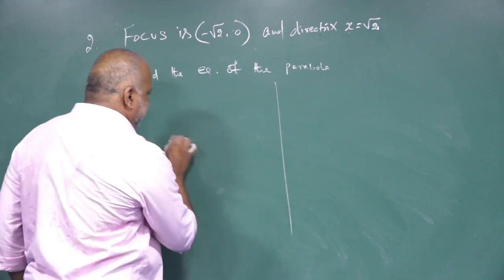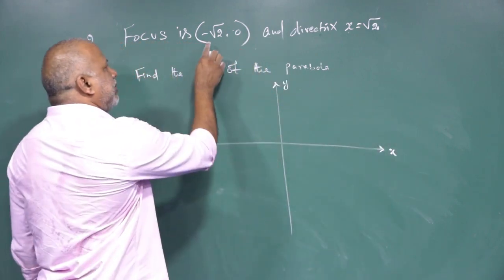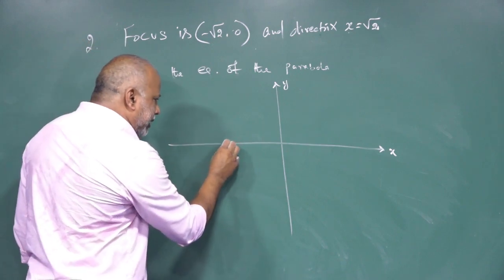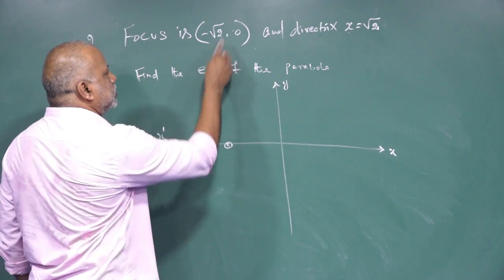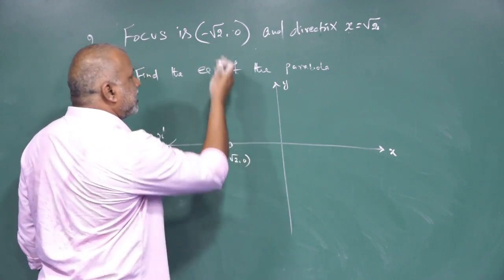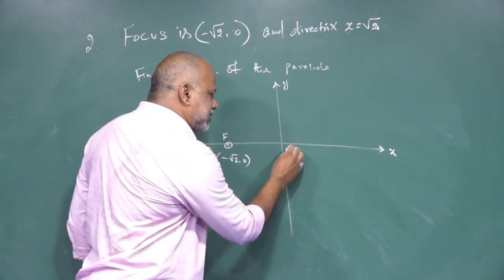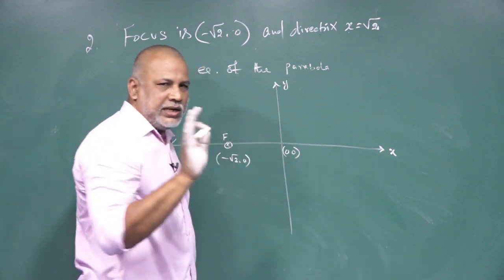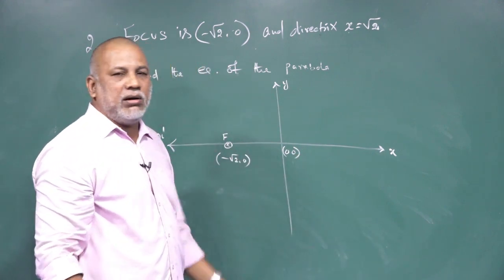Draw the axis immediately. Minus root 2 comma 0 must be placed on the x dash. Here only we are able to plot (minus root 2, 0). This is the focus, as per the given data. This is the vertex because of the x-axis and y-axis. First we can say it is the origin, because it is the meeting place of the x-axis and y-axis. So it must be the origin.